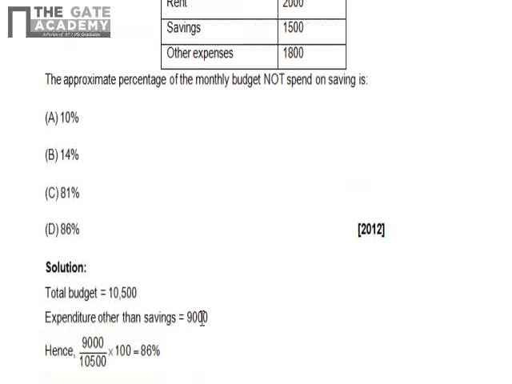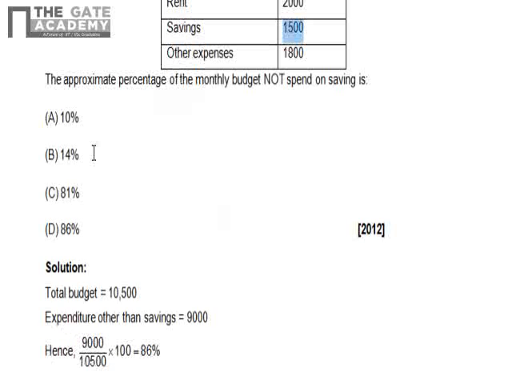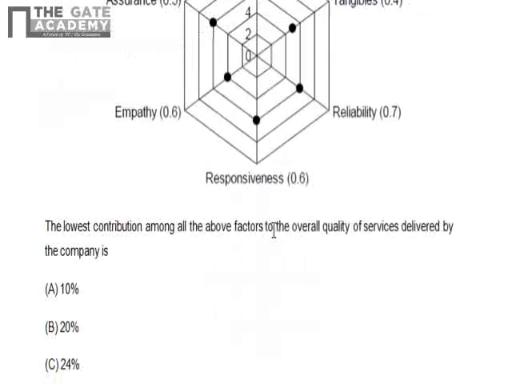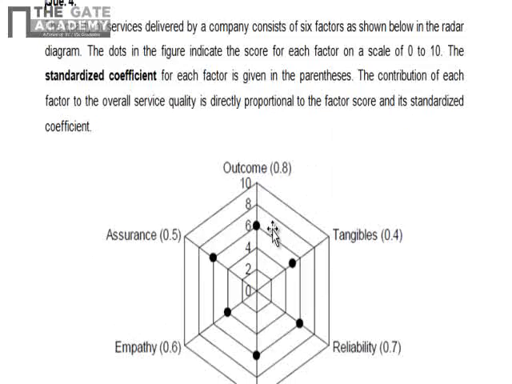Sometimes students miss out this 'not' word, and they find the percentage of saving. Okay, so please don't make this mistake. Now let us look at the fourth problem, which was asked in the year 2011. At first appearance you'll think that this is very tough, but no, this is a very easy problem. You just have to read the data carefully.